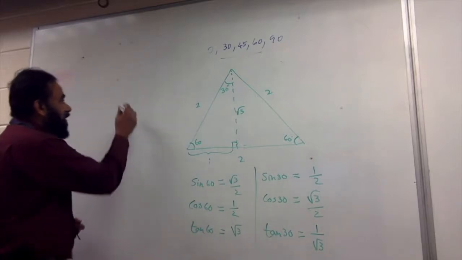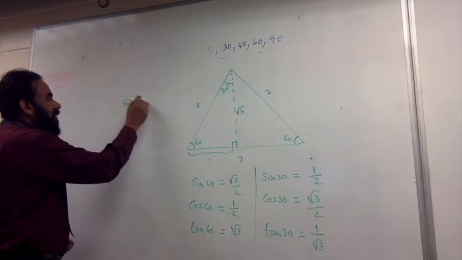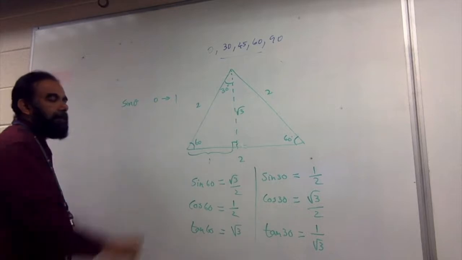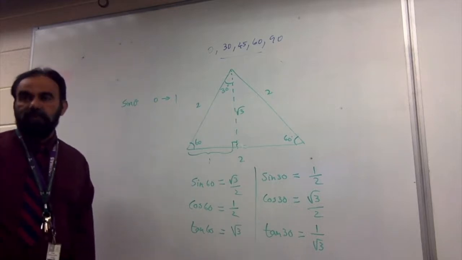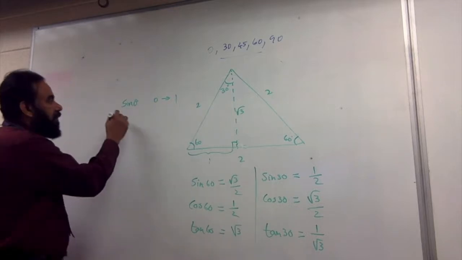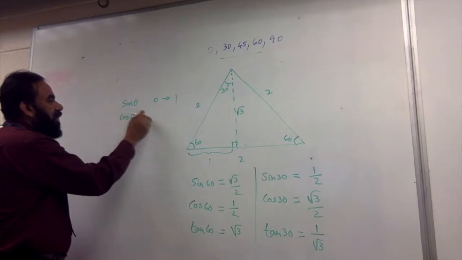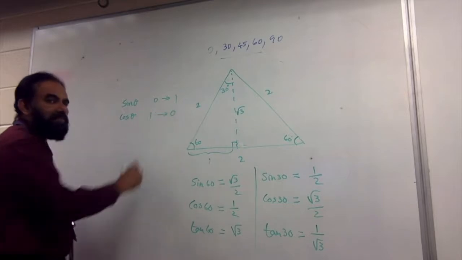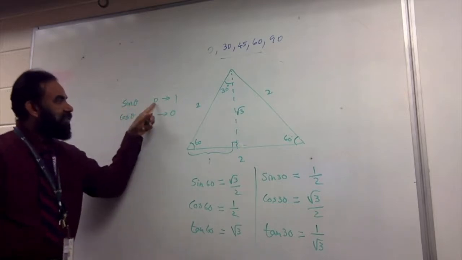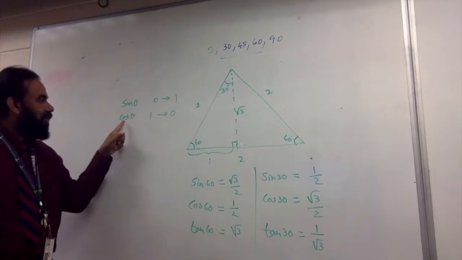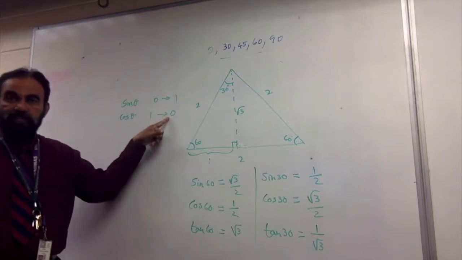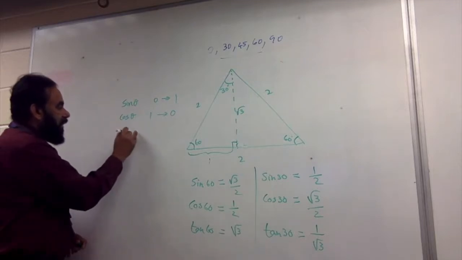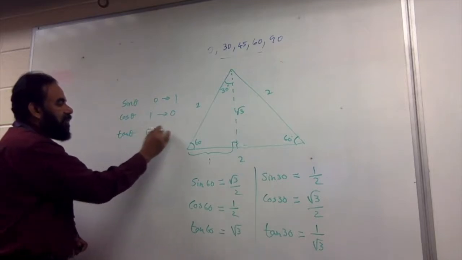But understand this, the range of sine of an angle is from 0 to 1. It can't go anywhere more than 1. Cosine of an angle also goes between 1 and 0. It goes the other way. Sine 0 is 0, sine 90 is 1. Cosine 0 is 1, cosine 90 is 0. So everything is between 1 and 0. Tan of an angle goes from 0 to infinity.